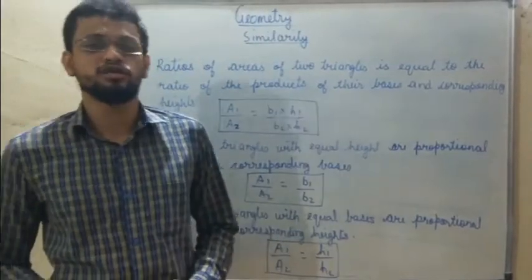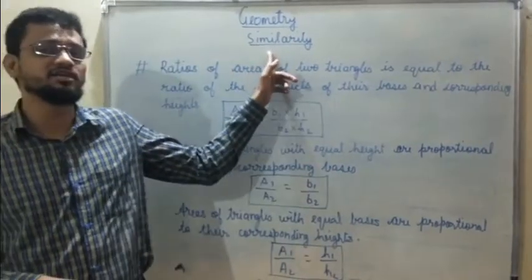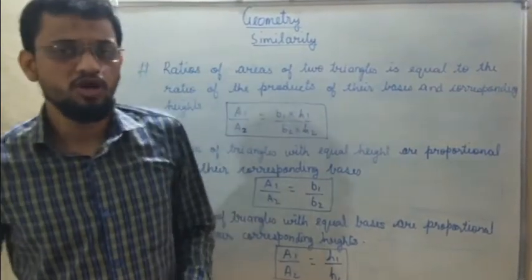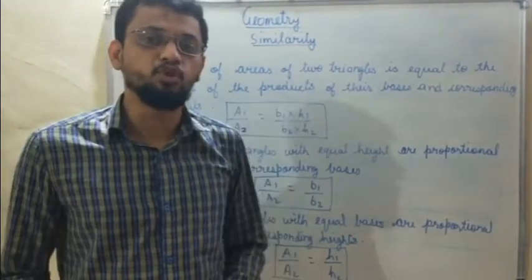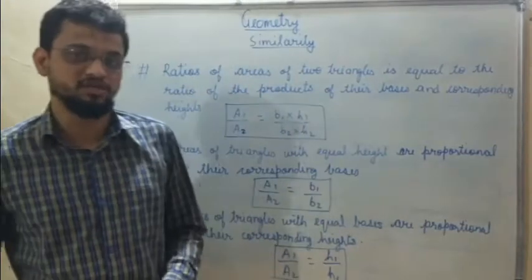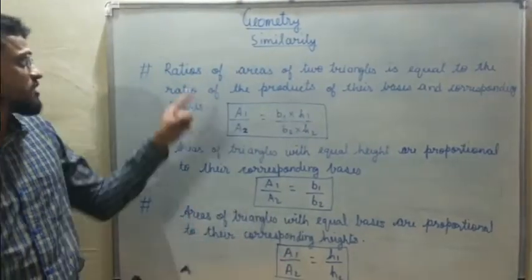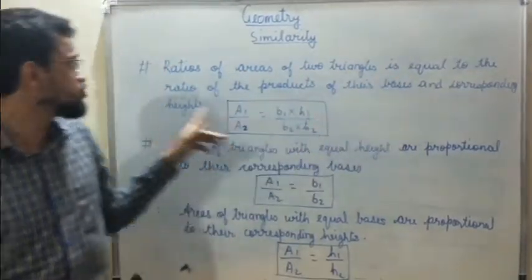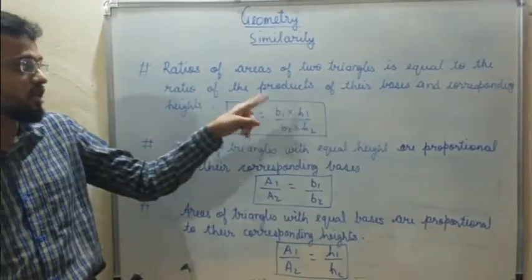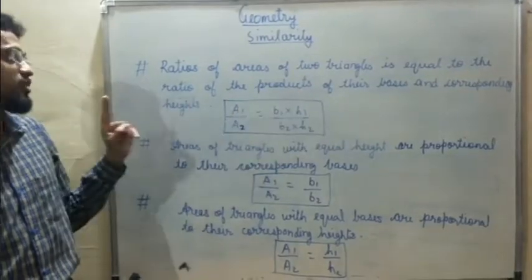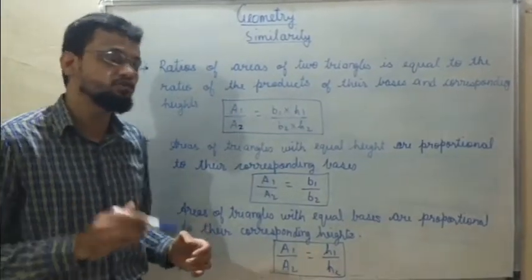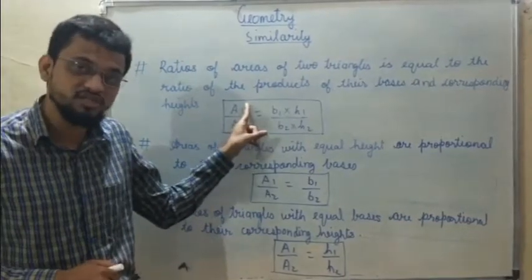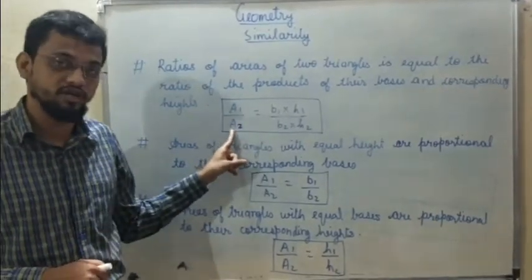Today we are going to continue with the chapter Similarity from Geometry of Standard 10th. In the last video we have seen and proved three properties for this chapter Similarity. The first property was ratios of areas of two triangles is equal to the ratio of the products of their bases and corresponding heights. To write it into formula form, A1 upon A2, where A1 is area of first triangle and A2 is area of second triangle.